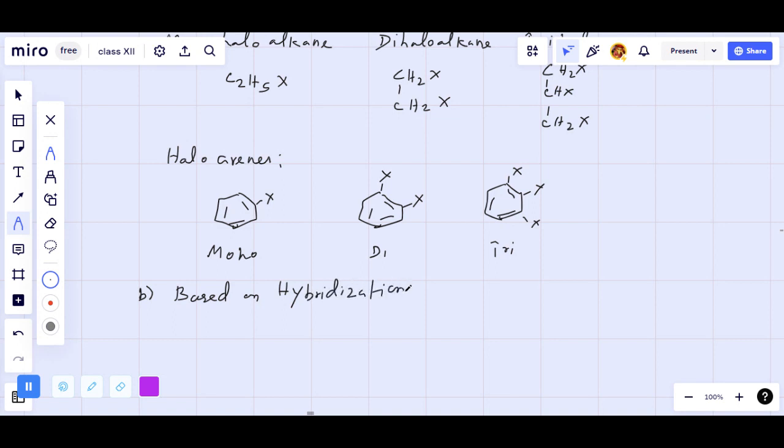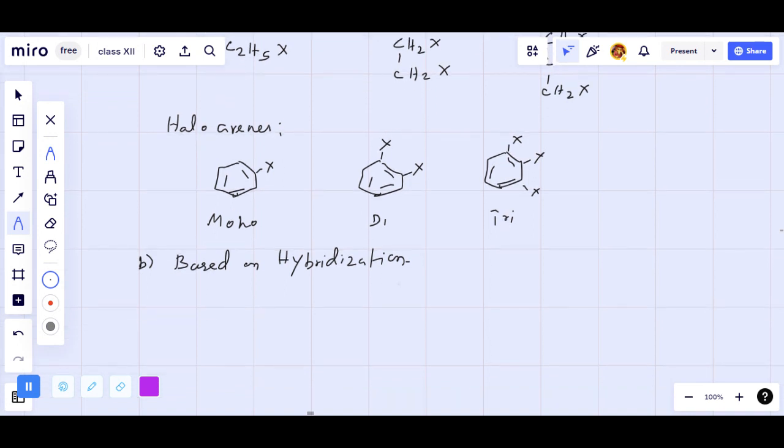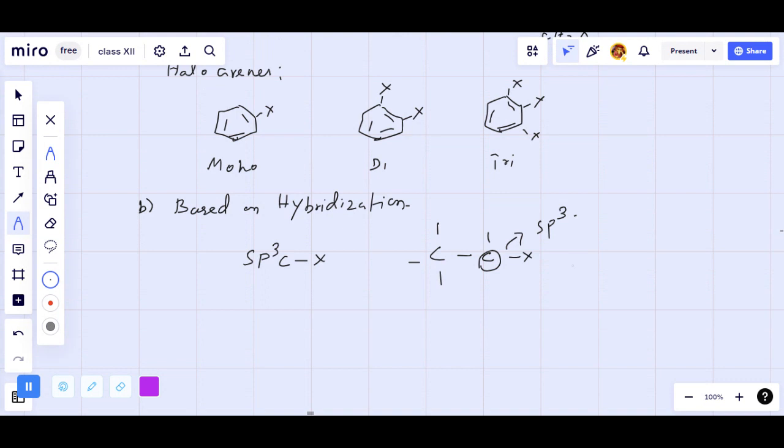Based on the hybridization of the carbon atom to which the halogen is bonded, sp3 carbon. Suppose the compound is like this, so this carbon is sp3. There is a subclassification under this one.